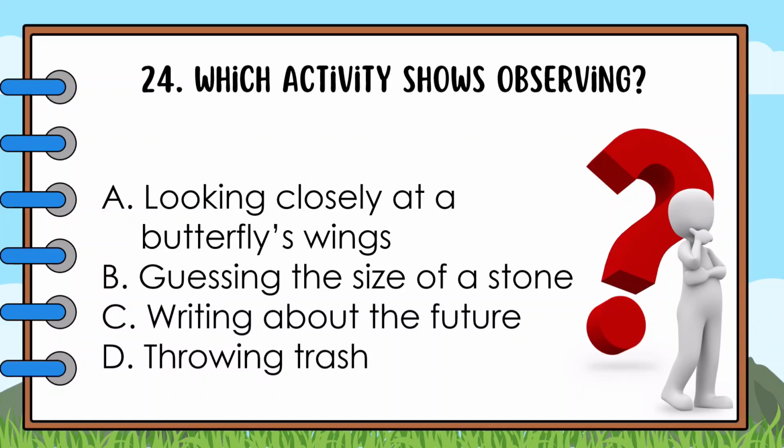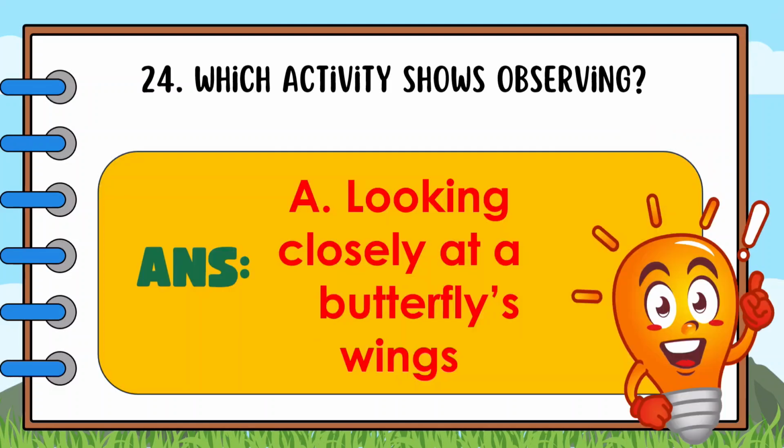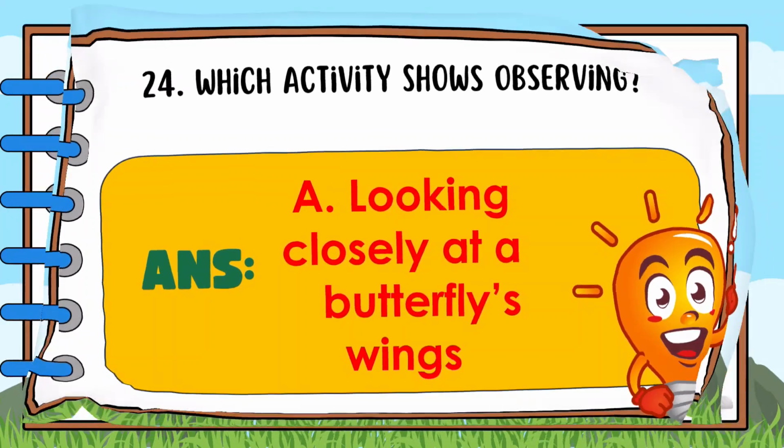Which activity shows observing? A. Looking closely at a butterfly's wings. B. Guessing the size of a stone. C. Writing about the future. Or D. Throwing trash. The answer is A. Looking closely at a butterfly's wings.